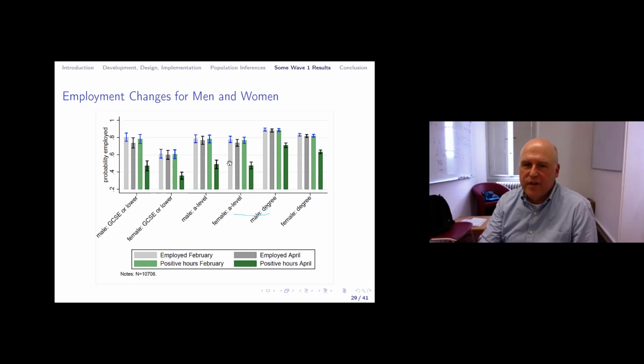You can also see that fall off in positive hours is much larger among low educated individuals than it is among people with degrees. So that would suggest that when the job retention scheme starts to be tapered, these lower education groups may be more at risk.